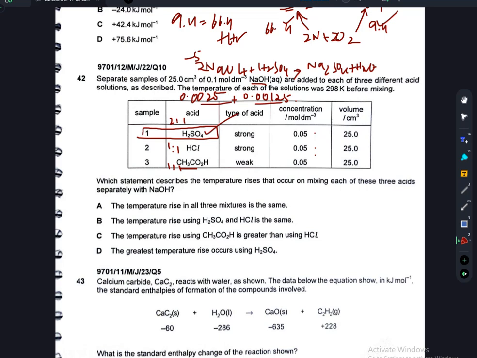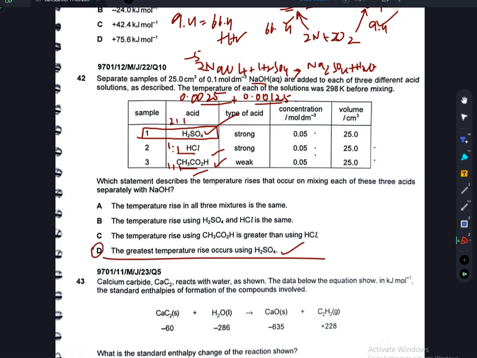Whereas in HCl and acetic acid, the acid is in excess. So for each of these two experiments, this would take a longer time to reach the end point because there is now an excess of HCl and acetic acid involved. H2SO4 would be used up most quickly. So D is your right answer.